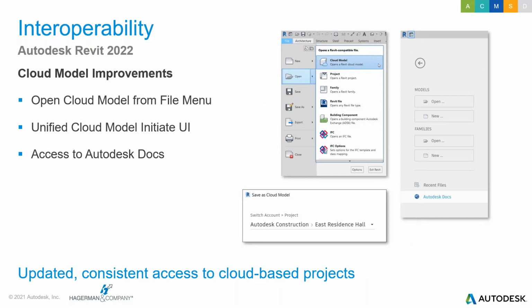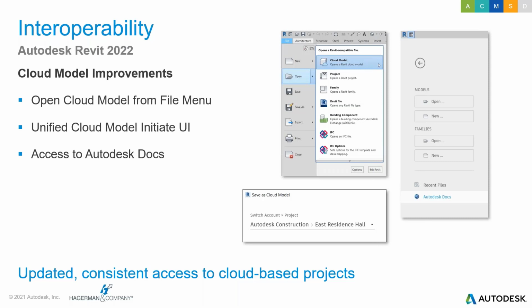Open Cloud Model from the File menu in Revit 2022. When you navigate to File, Open, you can find a Cloud Model button to open a Revit Cloud Model, which provides another way to access your cloud-based models in addition to the home page.